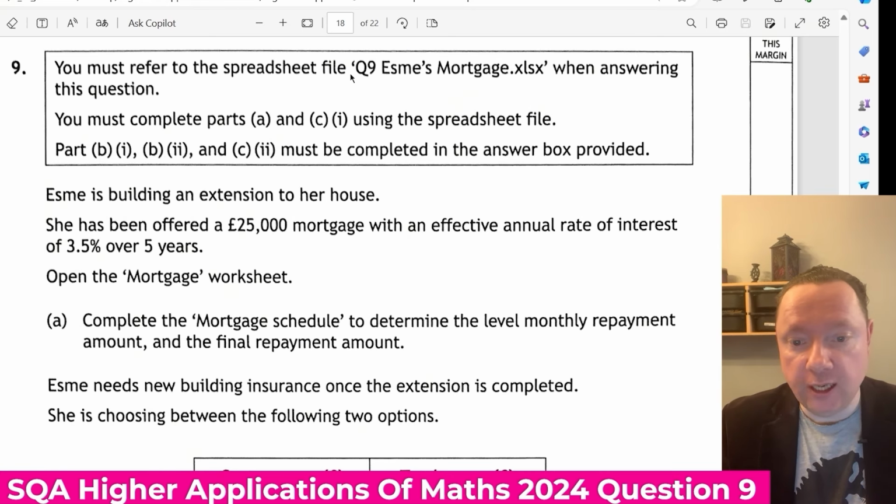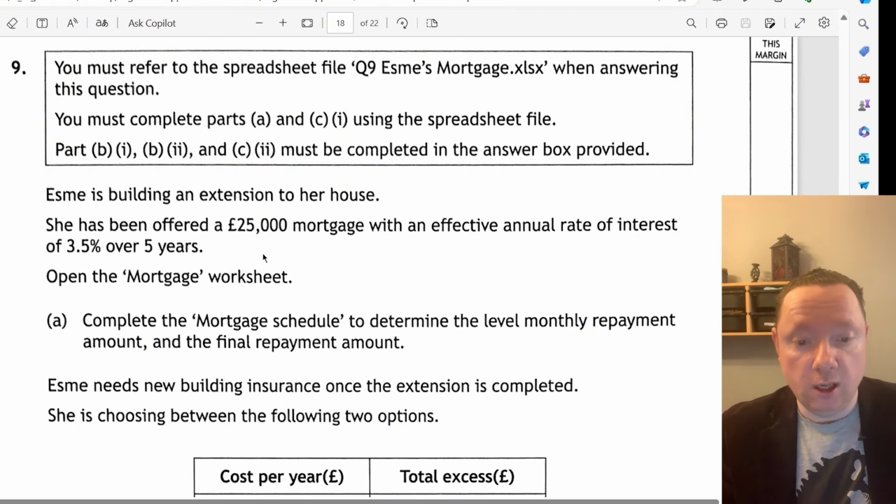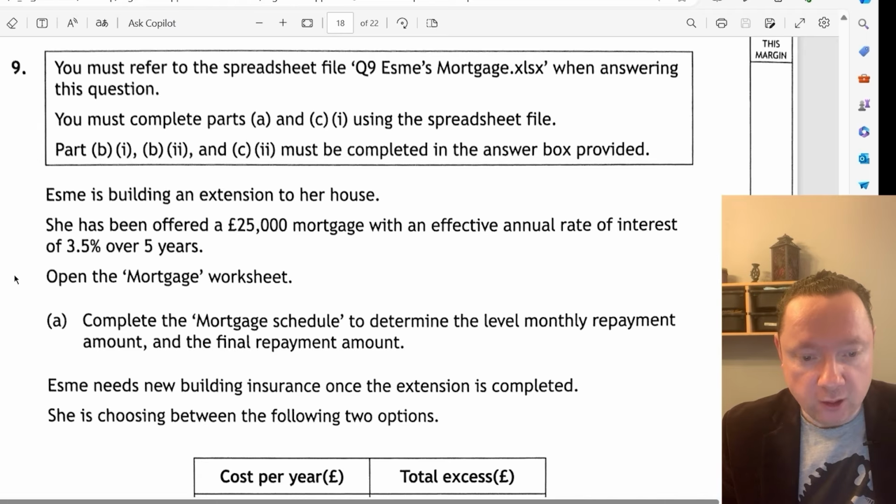SQA Applications of Maths 2024 question 9. You must fit the spreadsheet Esme's mortgage. Complete parts A and C and then complete it in the letterbox provided. Okay, Esme is building an extension to her house. She has been offered a £25,000 mortgage with an effective annual rate of interest of 3.5% over 5 years.